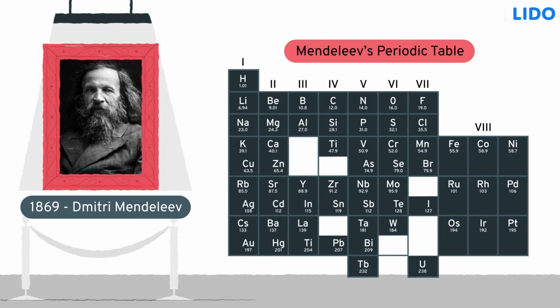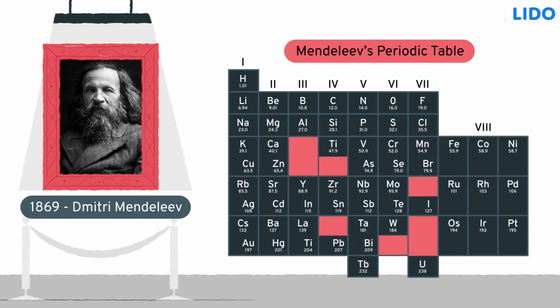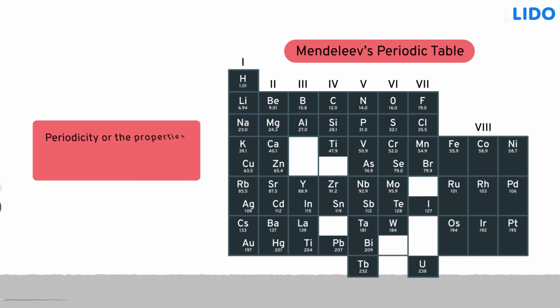Elements with similar properties were put one below the other in the same vertical column. He left blank spaces where the properties of the elements did not tally with the ones placed just above them. He observed that the properties of elements repeated themselves at regular intervals. He thus concluded the periodicity of the properties of elements is based on the atomic masses.